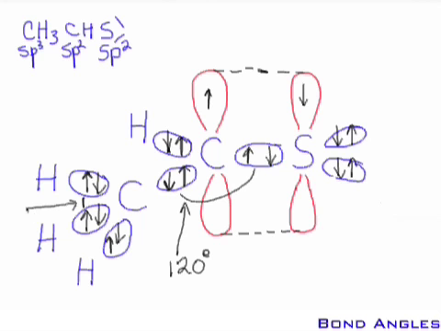What's the angle in sp cubed? The angle is 109.5 degrees. So I've labeled my bond angles. All that remains is to label my bonds. So let's start with my bonds.